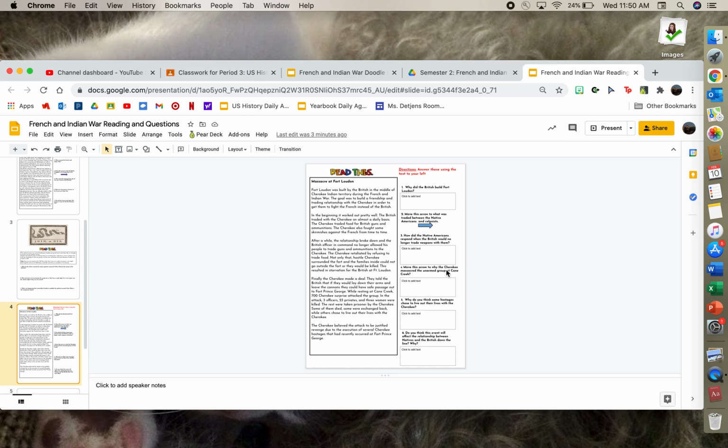Move this arrow to why the Cherokee massacred the unarmed group at Cane Creek. And why do you think some hostages chose to live out their lives with the Cherokee? And then lastly, do you think this event will affect the relationship between the natives and the British down the line, and why? So very basic questions, and then all your answers are going to come from here.